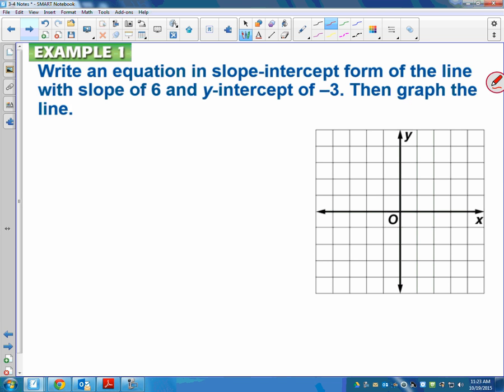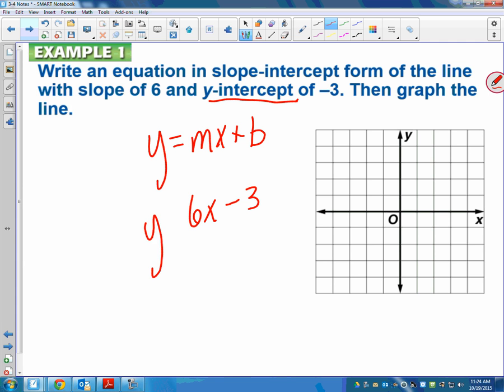If they give me a slope and a y-intercept, do you agree y equals mx plus b is probably my way to go? Because where am I going to put that 6? M. Where am I going to put that -3? Because it's the y-intercept, I know that I can just say y equals 6x minus 3. That's like baby math for us at this point, right? Just kidding. If you don't understand it, don't be offended by that.